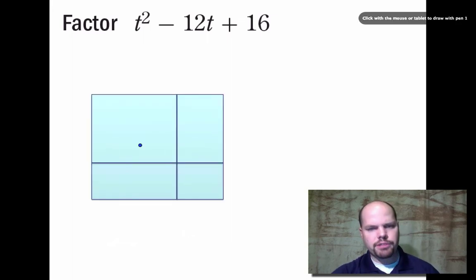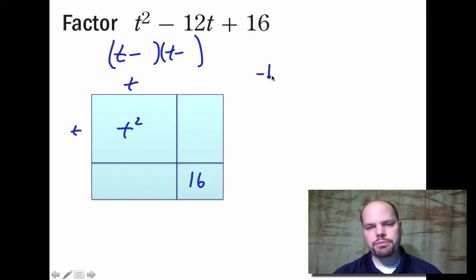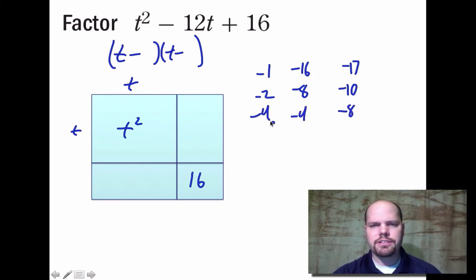All right, let's try t squared minus 12t plus 16. Okay, so once again, remember, it's got to be t and t. That's the only way to get t squared. Now we need a positive 16, but they add to negative 12, so we know it's going to be a negative and a negative. Okay, so we need the factors of 16 that add to negative 12. So it could be negative 1, negative 16, but we know their sum is negative 17. Negative 2, negative 8, their sum is negative 10. Negative 4, negative 4, their sum is negative 8. And that is all of our integer pairs.